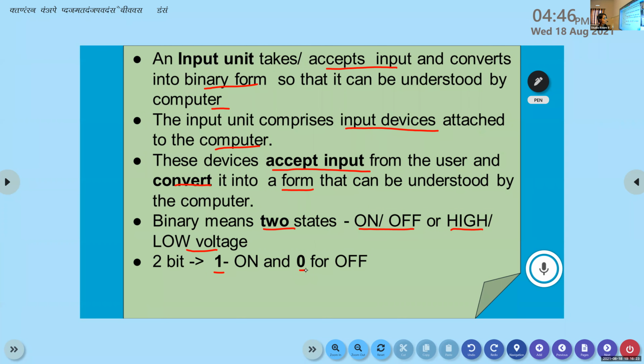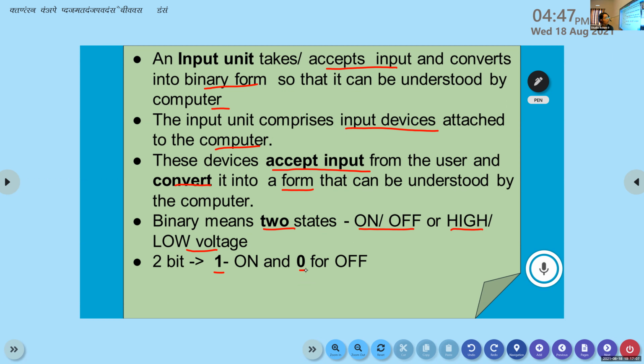So if someone asks you what an input unit is, you would say that it is a unit which helps us input data into the computer. Amal, please note down the important points. It consists of input devices used for giving input into the computer, and it converts the input accepted from the user into the form understood by the computer. Basically there are two states, on or off, high or low voltage.